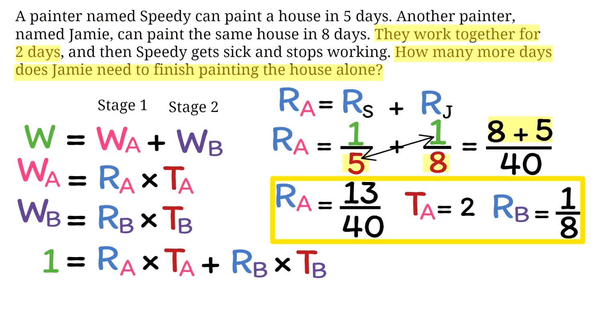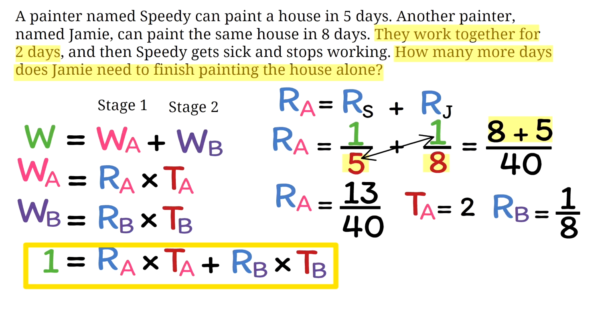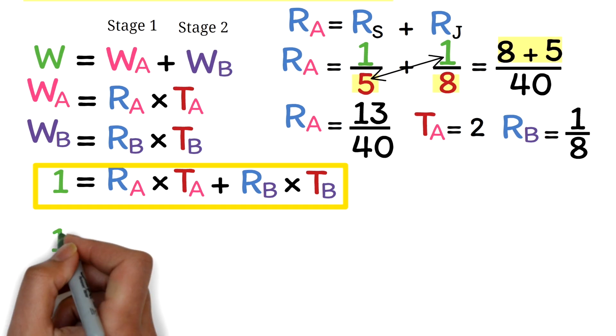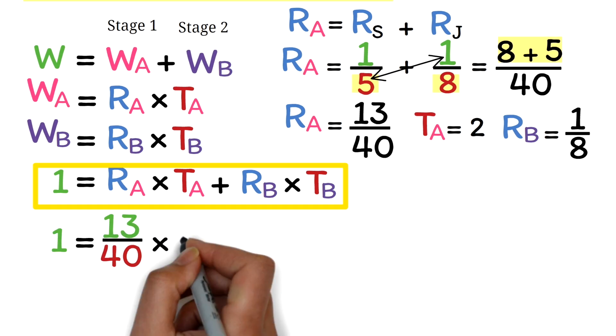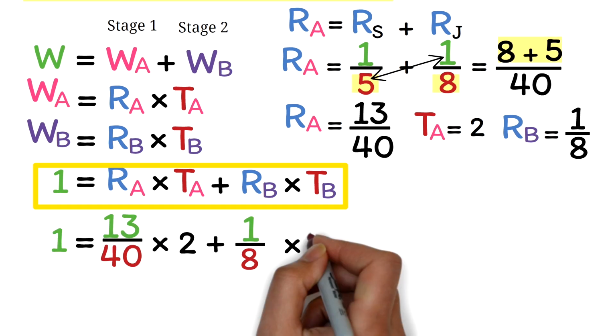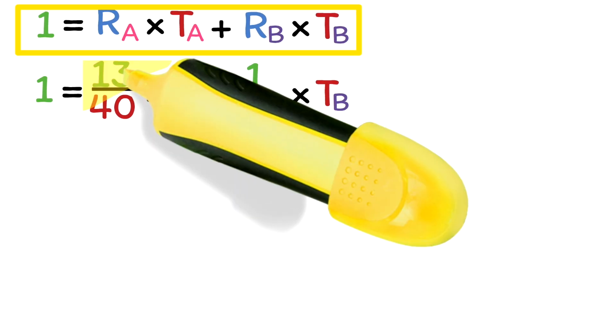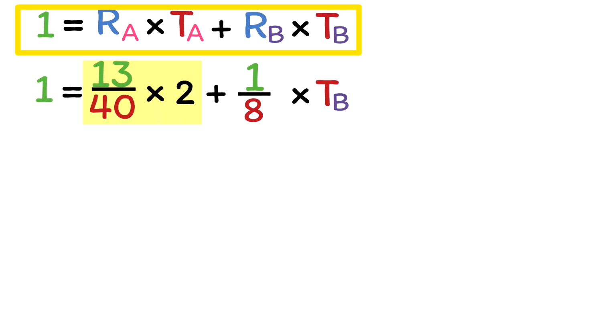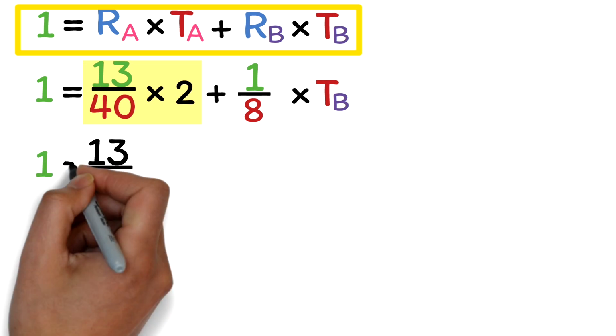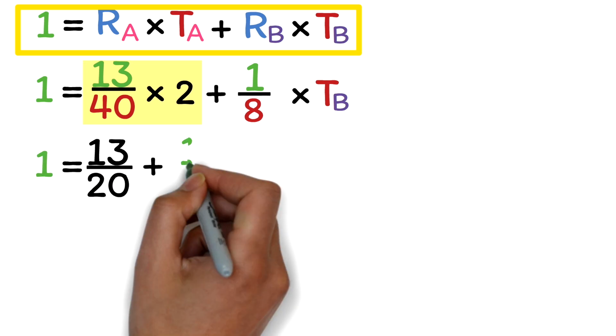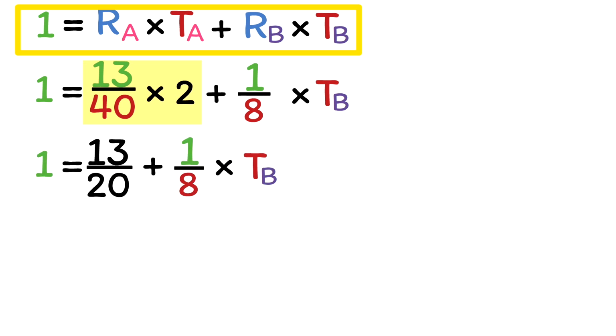Now we can substitute these values into the total work done formula. So, we have 1 equals 13 over 40 times 2 plus 1 over 8 times TB. 13 over 40 times 2 gives 13 over 20. So, we have 1 equals 13 over 20 plus 1 over 8 times TB. This 13 over 20 represents the work that was completed in stage 1 when both painters were working together.